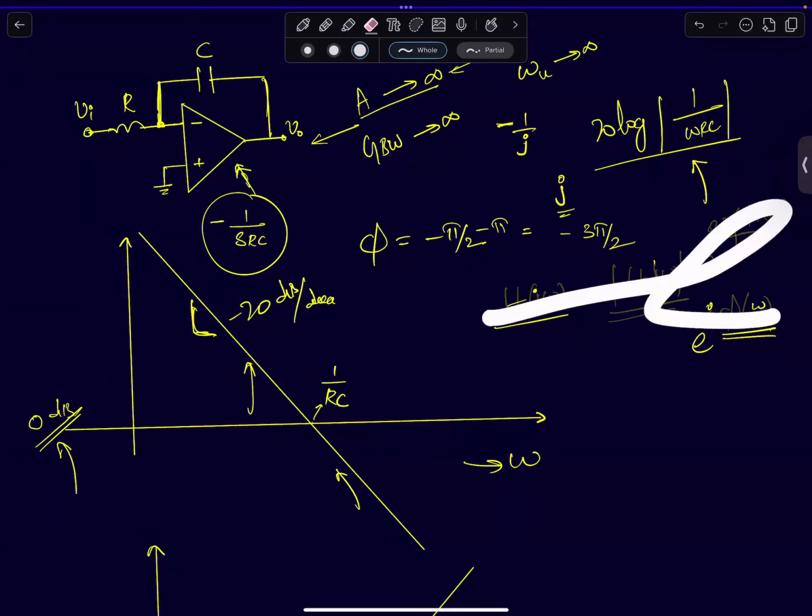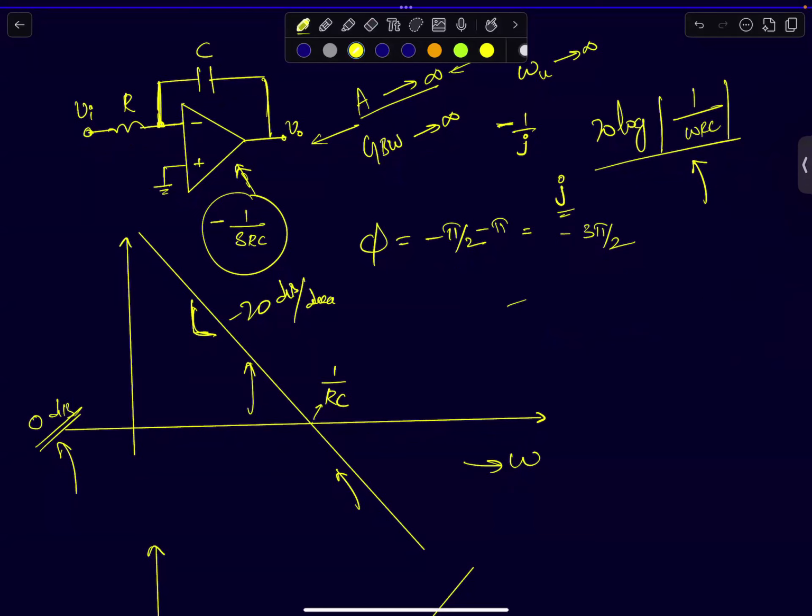So now we have drawn the magnitude response. Let's look at the phase response. The transfer function is minus 1 by j omega RC. There is a minus sign already. A minus sign corresponds to a phase shift of minus pi or minus 180 degrees. Whenever I put a minus term, normally I indicate a phase delay, a phase lag.